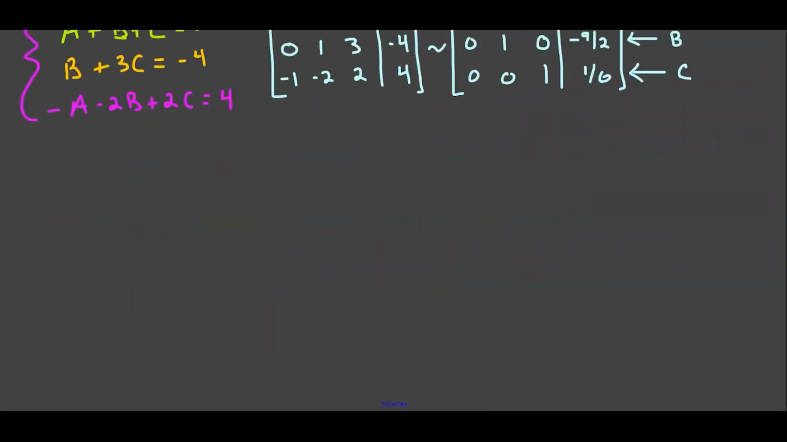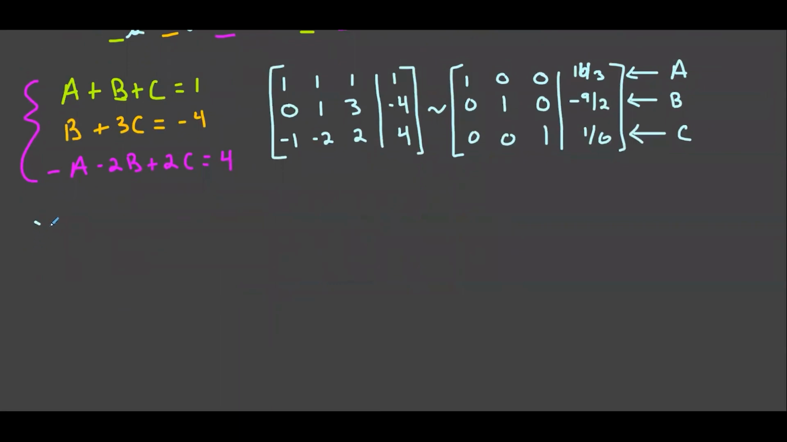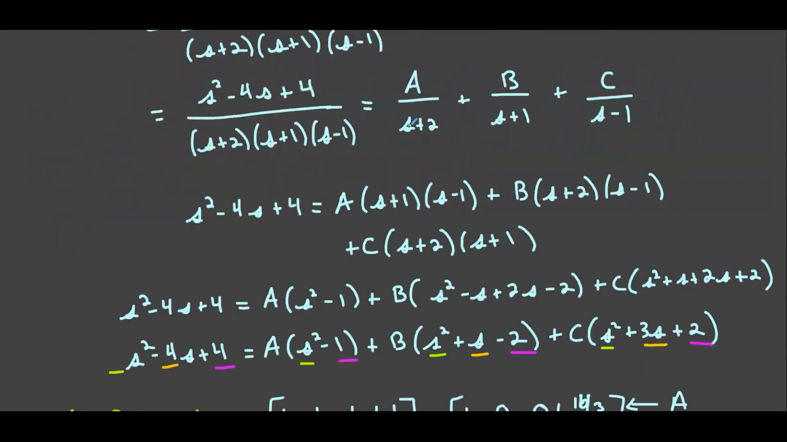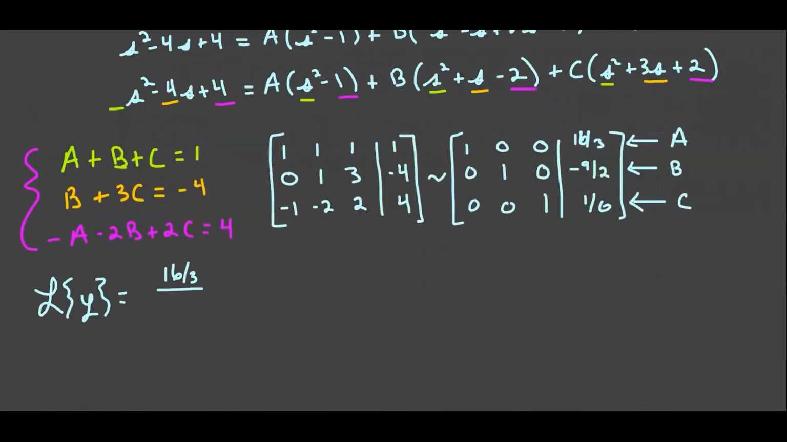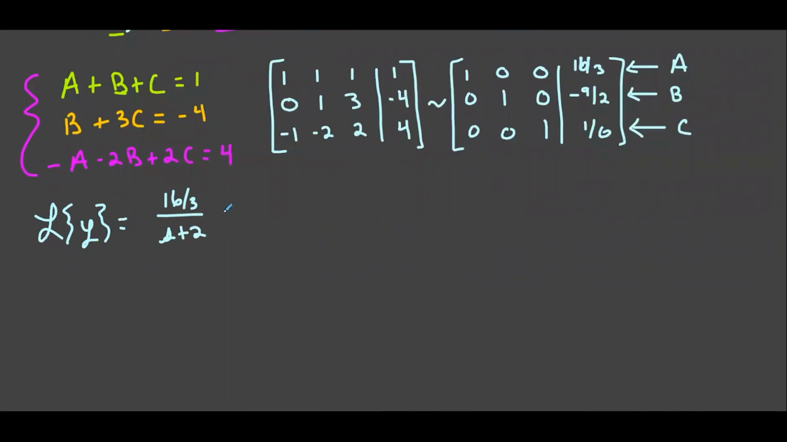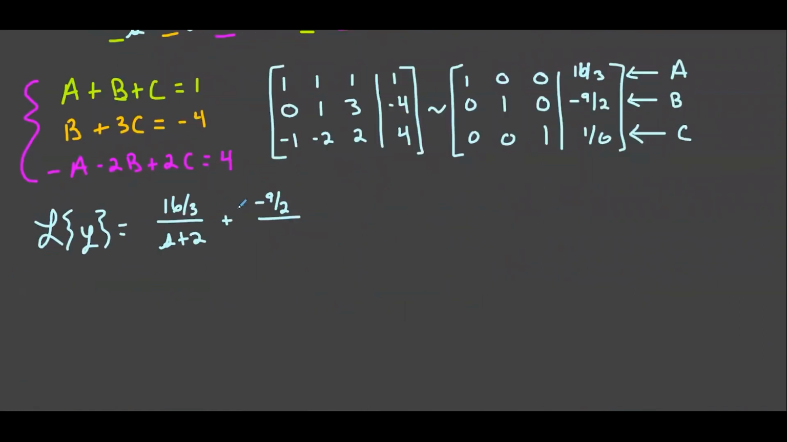So I get that the Laplace transform of y is equal to A over, what was it, s plus 2, plus B. I need to go ahead and put B in. B is negative 9/2 over s plus 1. And C is 1/6. That's going to be over s minus 1.